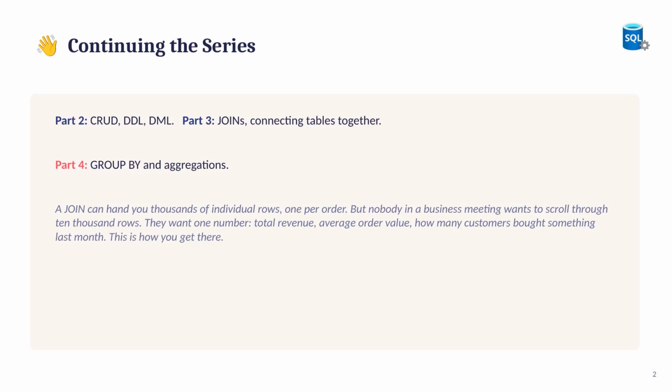A join can hand you thousands of individual rows, one per order, one per customer, one per event. But nobody in a business meeting wants to scroll through 10,000 rows looking for a pattern. They want one number: total revenue, average order value, how many customers actually bought something last month. This is exactly how you get from one to the other.